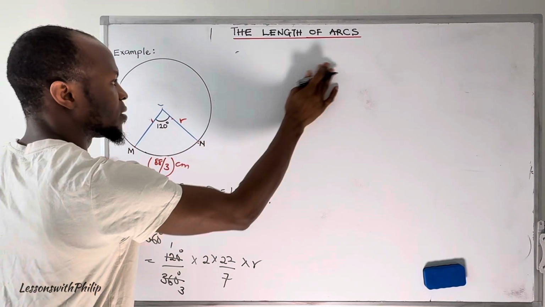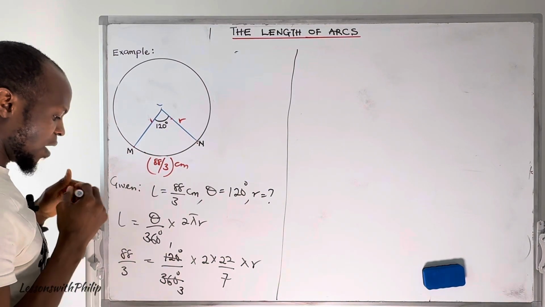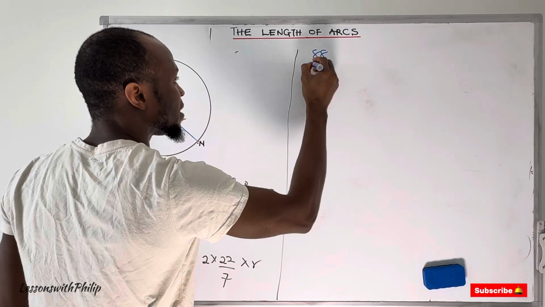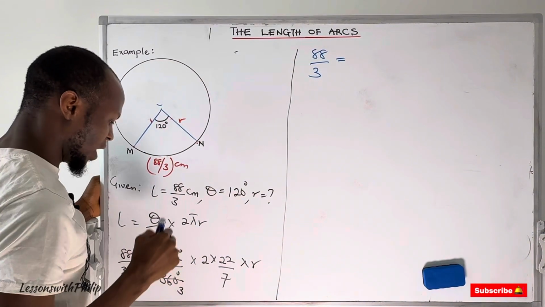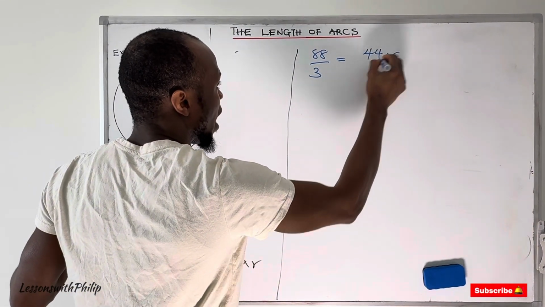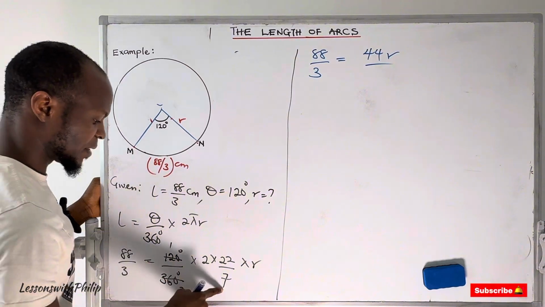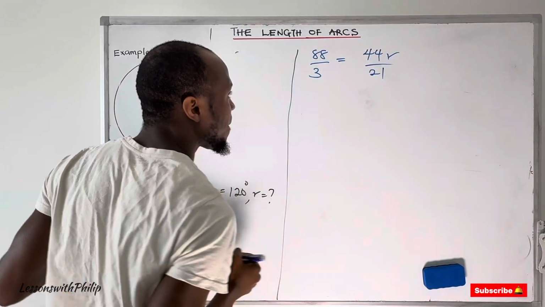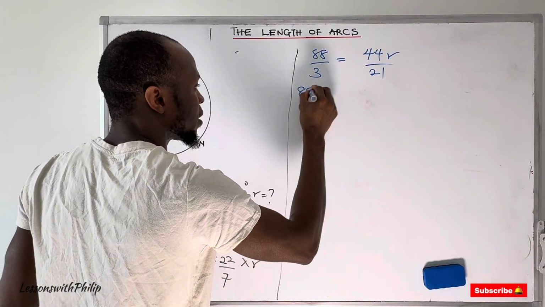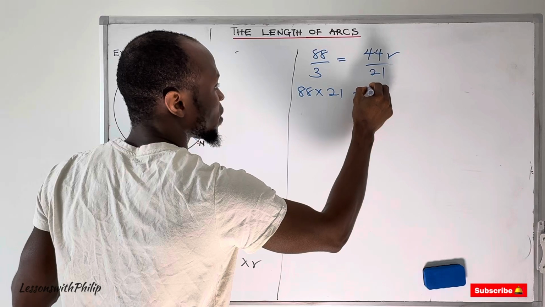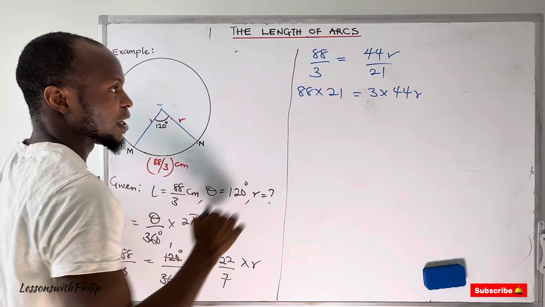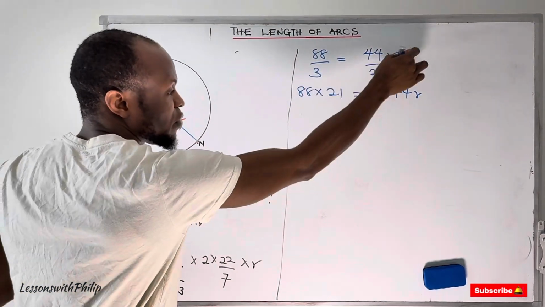So in this case, we have 88 divided by 3, which should be equivalent to 2 times 22, which is 44, so 44r divided by 3 times 7, that is 21. I want to make r the subject. If I rearrange this, we have 88 times 21 equals 3 times 44r. I just cross multiply: this one will multiply this, while this one will multiply this.